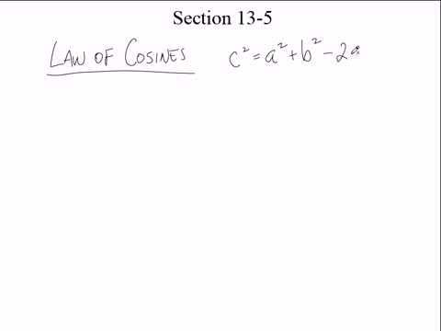So it's minus 2ab cosine of C. And why in the world is it the law of cosines? I don't see cosine anywhere. Well, it's right here, cosine of C. That's it. Now, what in the world does all that mean? Well, I'm glad you asked.